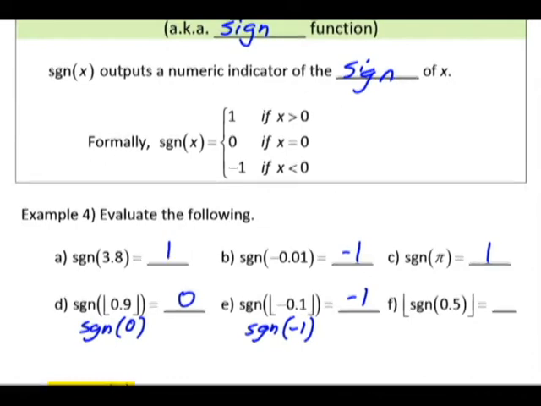And now we finally have the greatest integer less than or equal to signum of 0.5. Well, signum of 0.5 is 1. That is a positive number. The greatest integer less than or equal to 1 is 1.